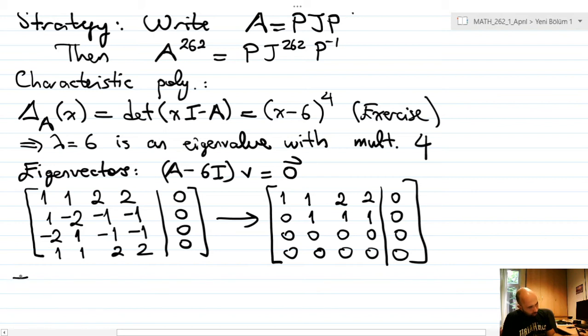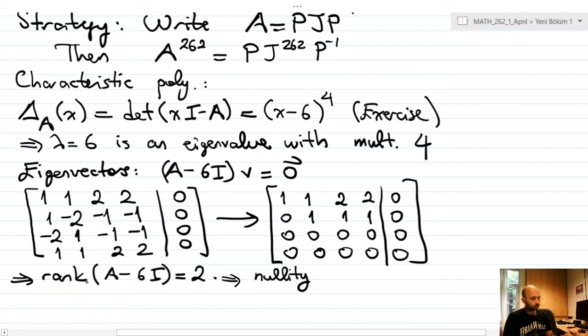Well, this immediately tells us that the rank of A minus 6i is 2. You have 2 zero rows and 2 pivots, right? So by the rank nullity theorem, nullity and rank should add up to 4, so nullity is also 2. Okay, so the eigenspace is 2-dimensional.